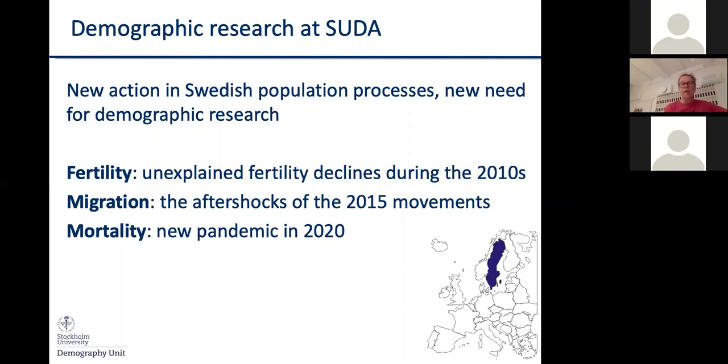In migration, we had the migration boom, the so-called refugee crisis in 2015, and all the consequences and the life trajectory careers of the new migrants to Sweden that we can also follow in registers. And now with mortality, we had the new pandemic in 2020, which has changed the life courses of individuals and also opened up avenues for more research.